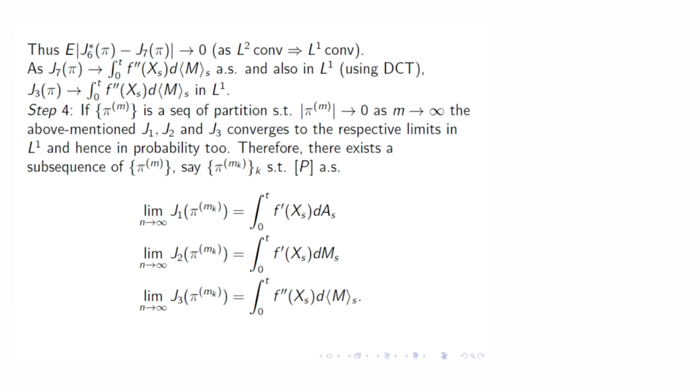However, we wanted to treat everything in a single setting, so we are considering this. And the limit as k tends to infinity of J3 pi^{m_k} is equal to the integral from 0 to t of the second derivative of f at X_s, integrated with respect to the quadratic variation of M. Here t is fixed, and you remember that the stopping time we introduced is also fixed; we have not changed the stopping times here.